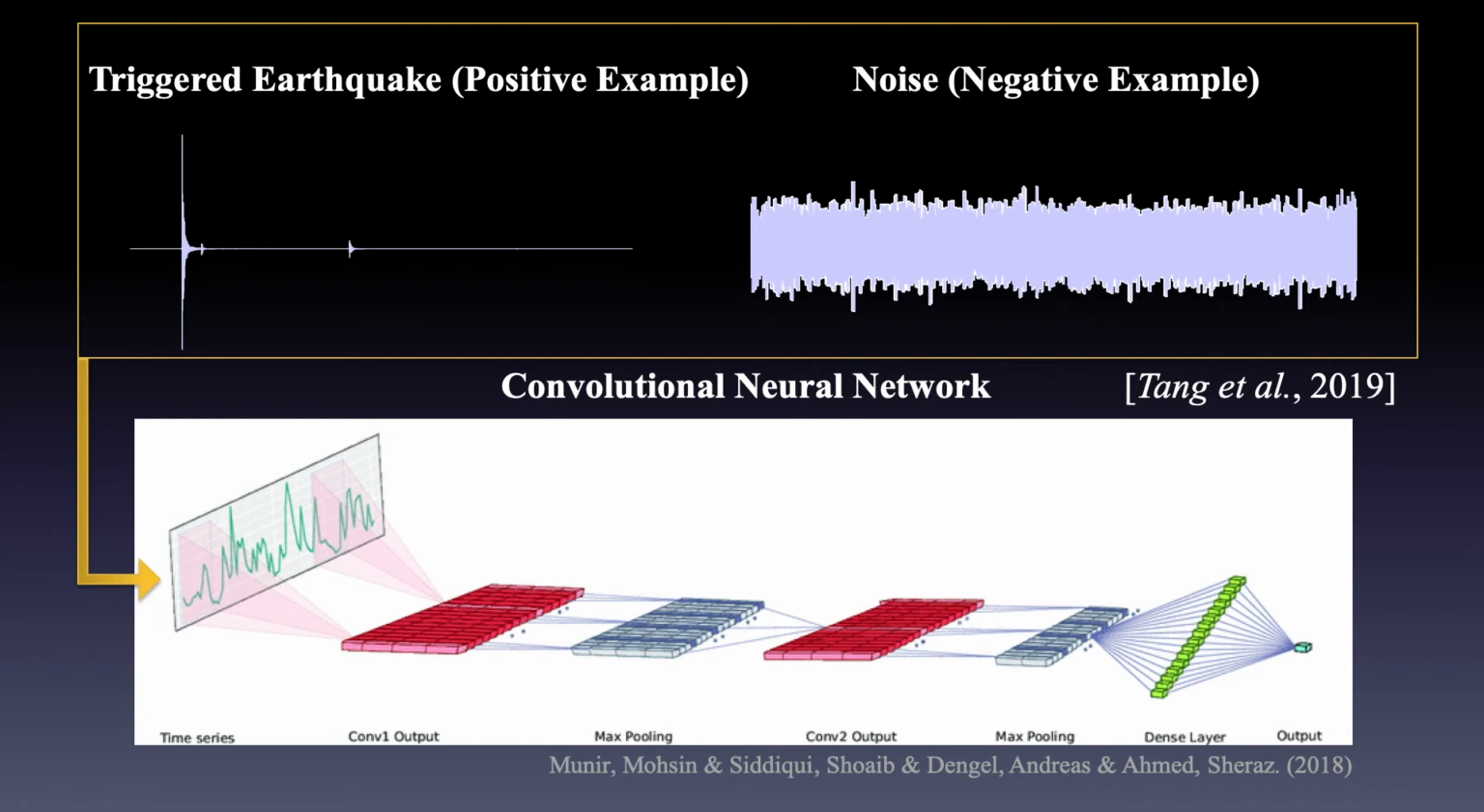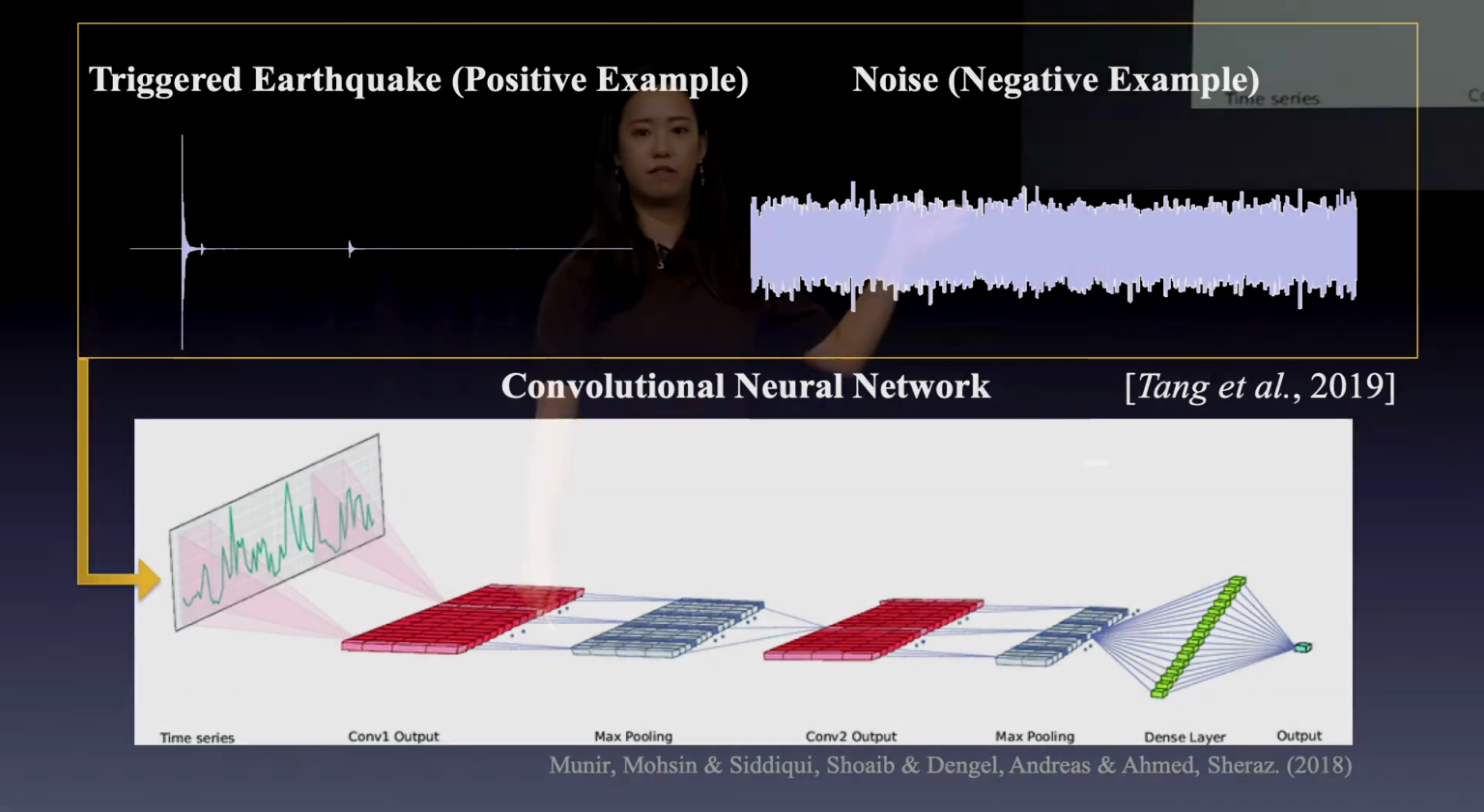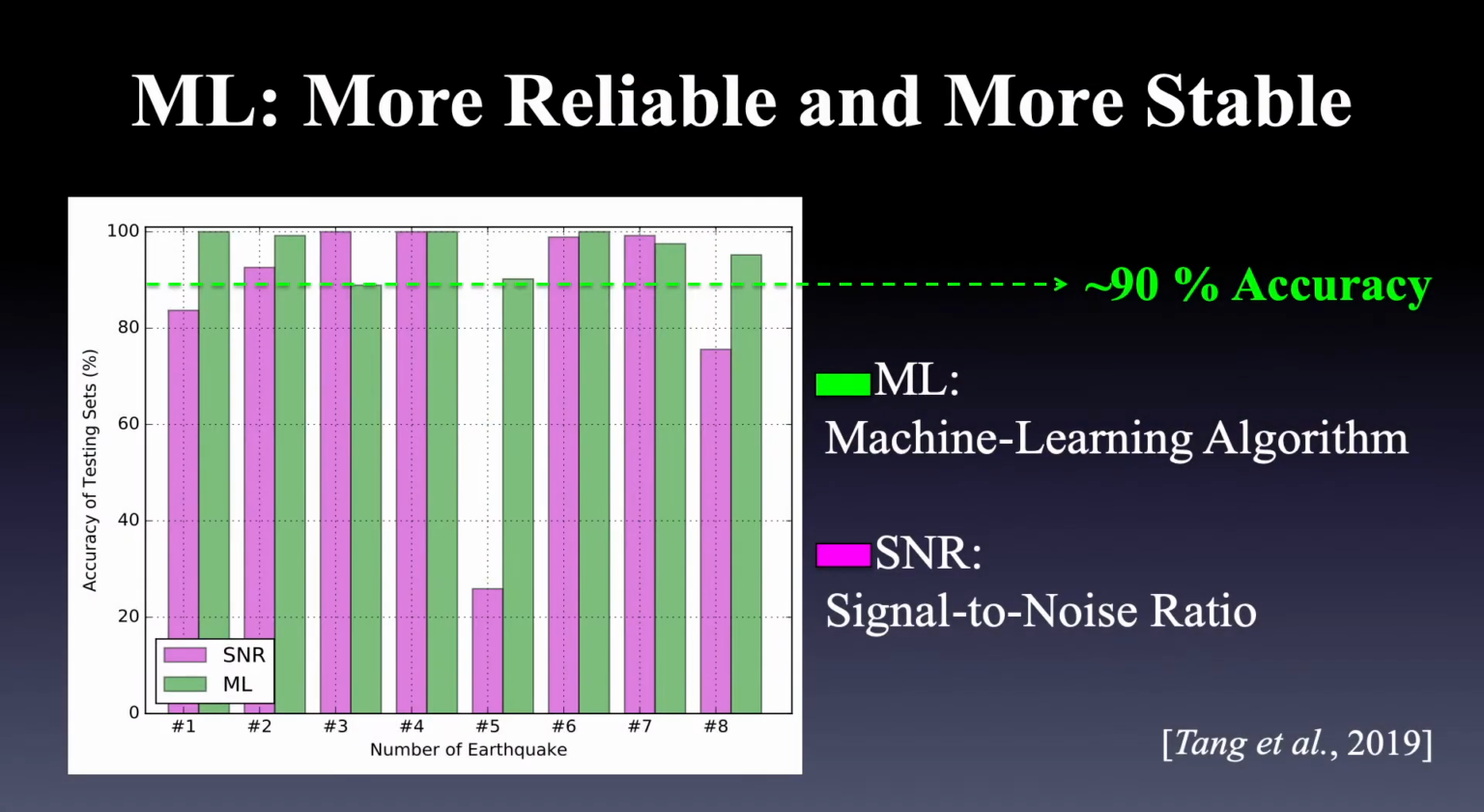We use a convolutional neural network algorithm. This algorithm basically calculates the similarity between examples and tries to push the data into a positive group or a negative group. That's our final result. Overall, our machine learning algorithm can achieve above 90% accuracy.